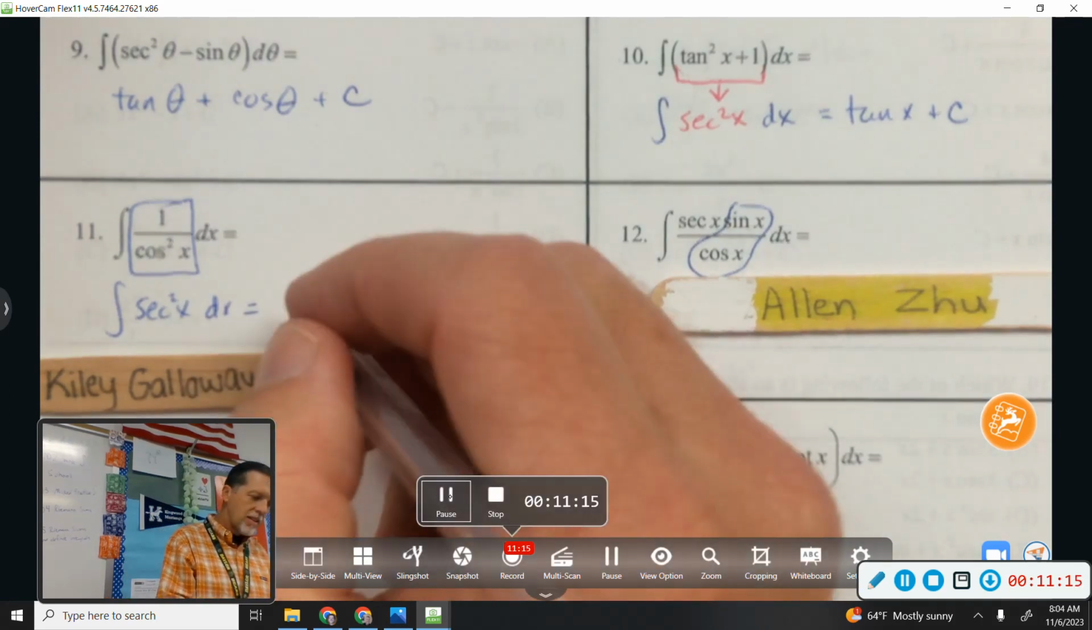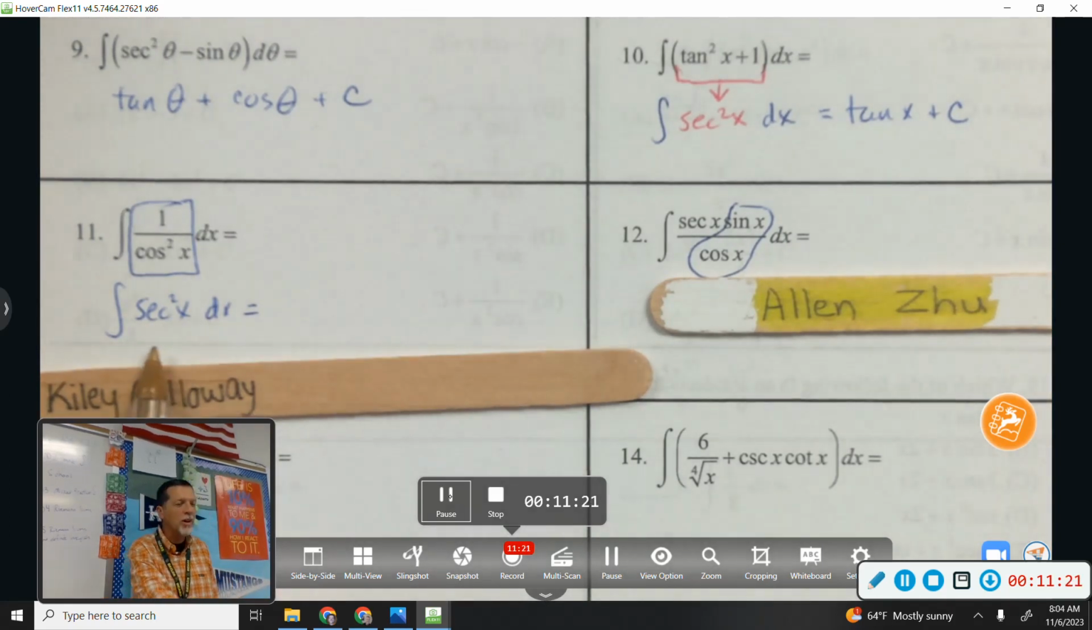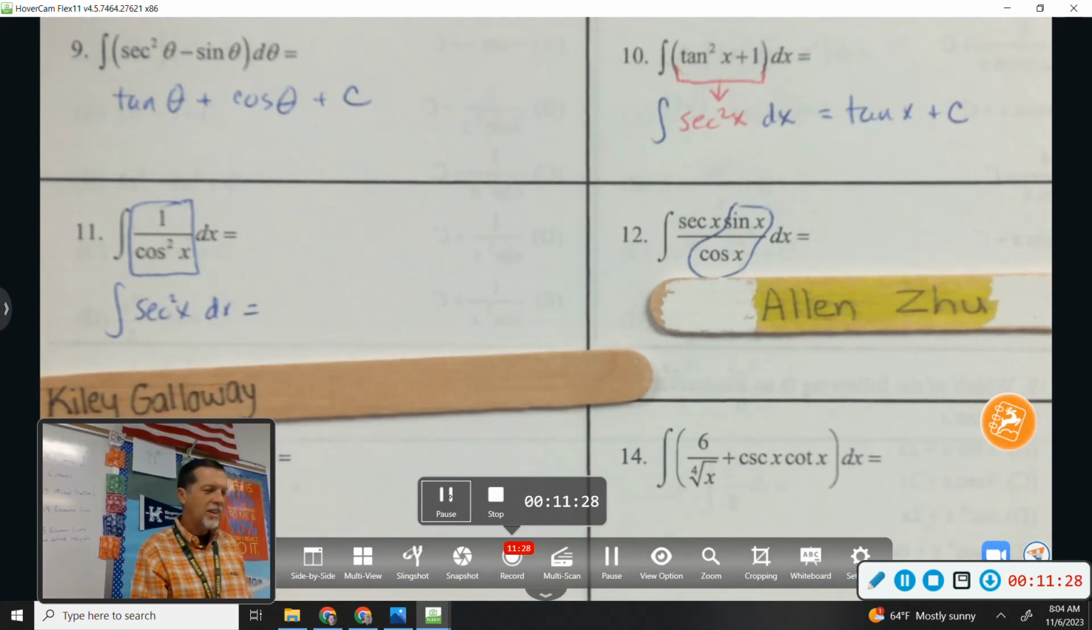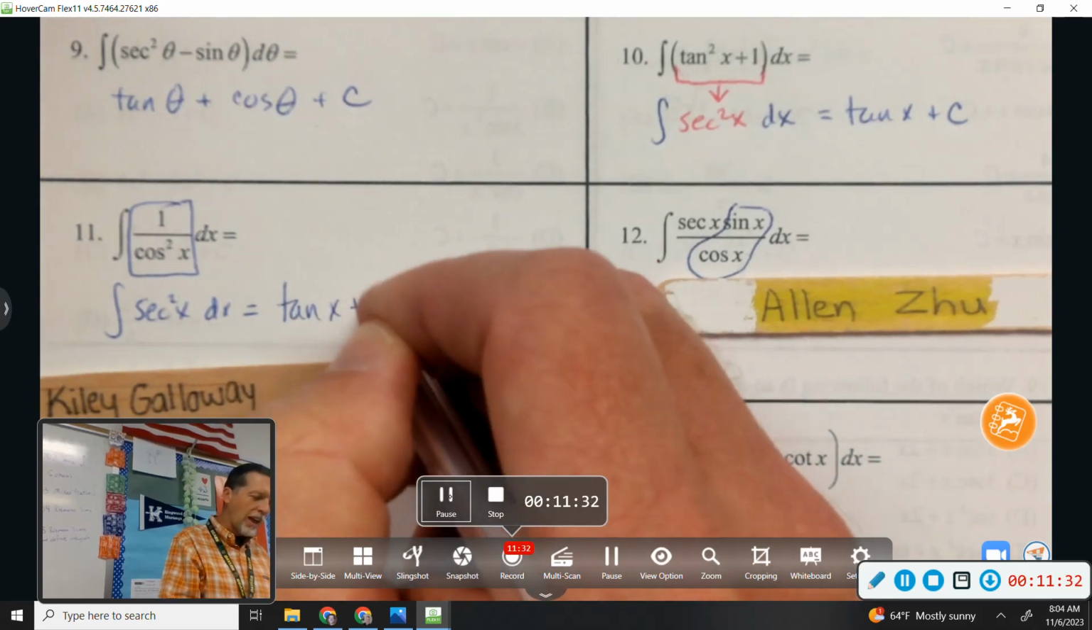Tangent squared plus 1. Wait, careful. That's the same thing. If you put tangent squared plus 1, you're right, secant squared is the same thing as tangent squared plus 1. But I want the antiderivative of secant squared, which is tangent of x plus c.